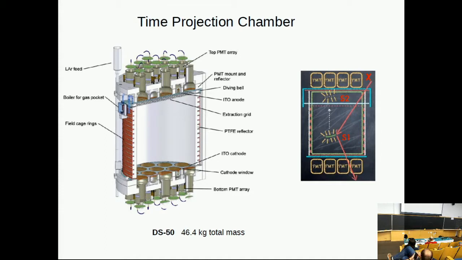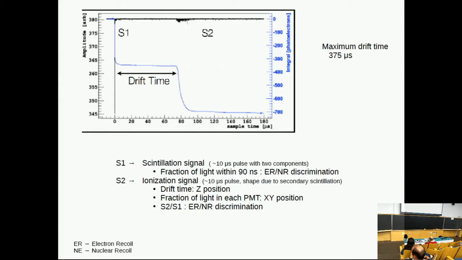So you have a scintillation event, S1, that triggers your detector, and then the electrons are drifting, and the drift time gives you the Z position, and you produce the S2 signal through electroluminescence in the top array of PMTs. This is the basic principle.